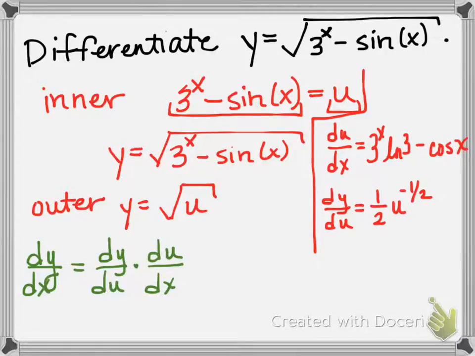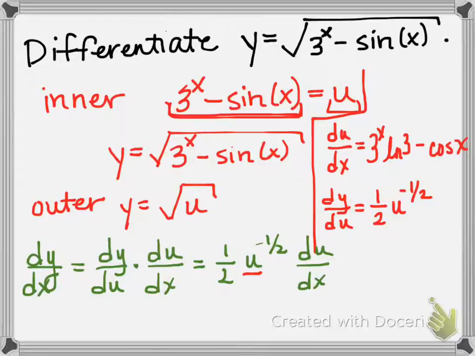So the chain rule tells us that dy dx equals dy du times du dx. Again, I'm going to do this in 2 steps. So at first I get 1/2 u to the negative 1/2 du dx. And then in my next step, I'm going to replace u with our definition of u, 3 to the x minus sine of x.